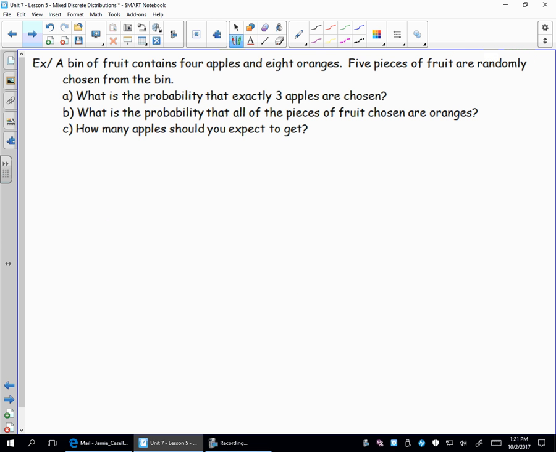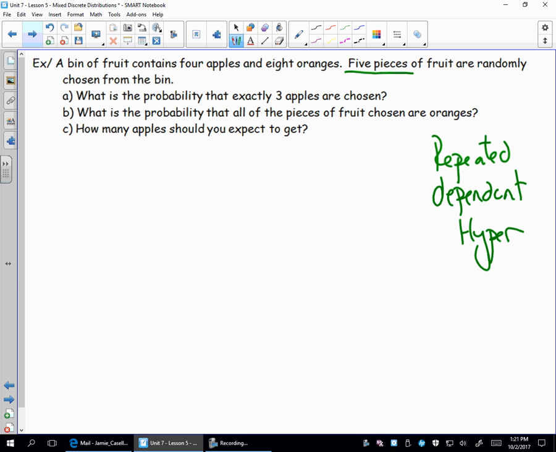A bin of fruit contains 4 apples and 8 oranges. 5 pieces of fruit are randomly chosen from the bin. So we're picking repeatedly. But in this case, we have a starting group. We only have 12 things in that bin to begin with. As soon as I start taking one out, I know the probability is going to change. So this is dependent probabilities, which means this is hypergeometric. This is a choosing situation.